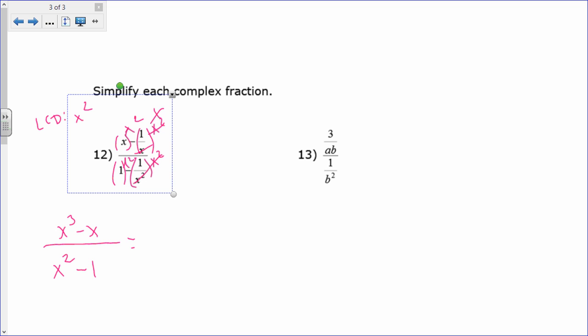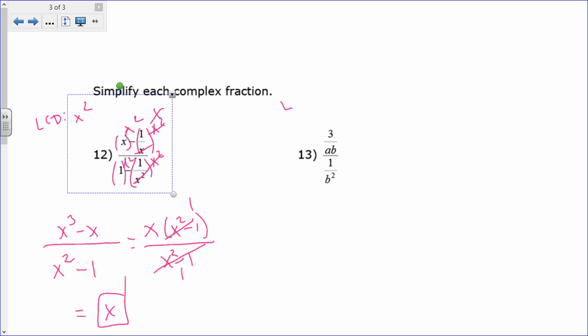So I need to do a little factoring here. In my numerator, I have a GCF of x, and I have x squared minus 1. And by looking at that, I see it matches my denominator. So even though that's factorable, I don't need to factor it again. I'm just going to cancel them out, and I'm left with x for my final answer.